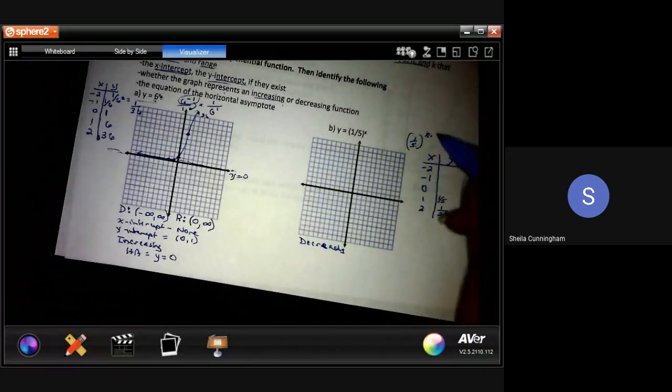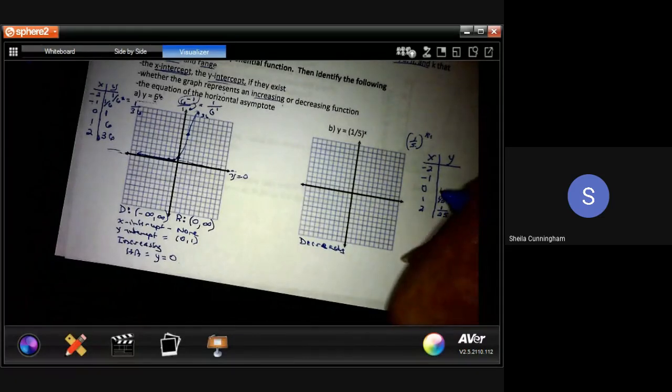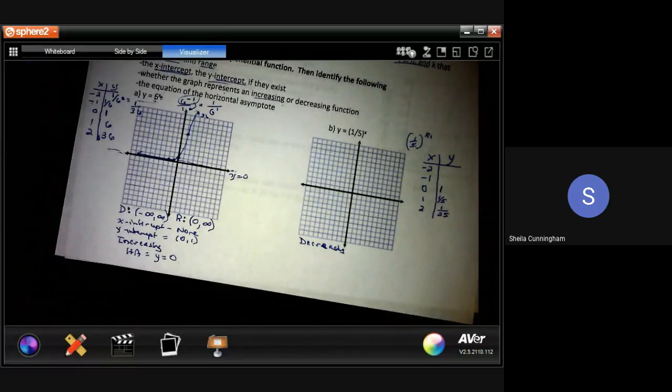And then if I put 0 in for x, well, same thing. Anything to the power of 0 is going to give me a 1. No matter if I'm dealing with a fraction, if I'm dealing with a whole number, whatever it is, I'm still going to get that 0, 1. Now, here's the fun thing.